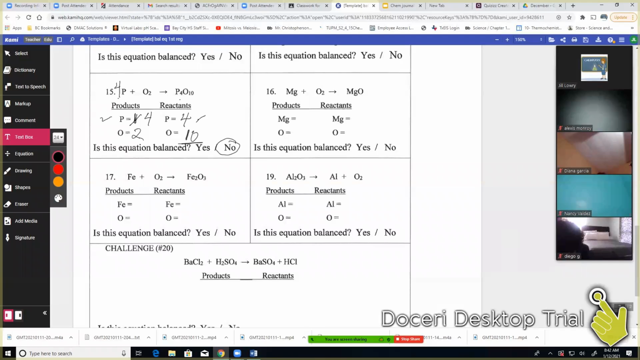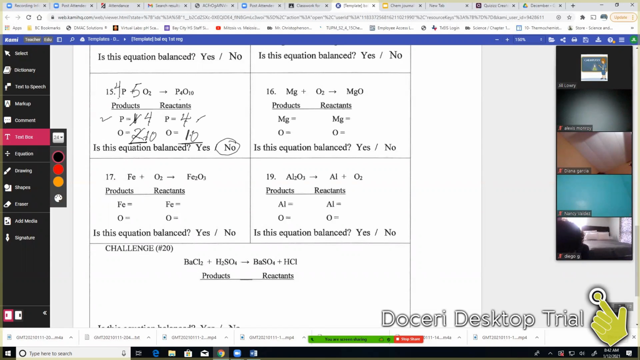I have 10 oxygen and only here I have 2. So what coefficient do I need to put in front of my oxygen? A 5. 5 times 2 would give me 10. Now they're equal. So now my equation is balanced. So that was a lot better than that other one.